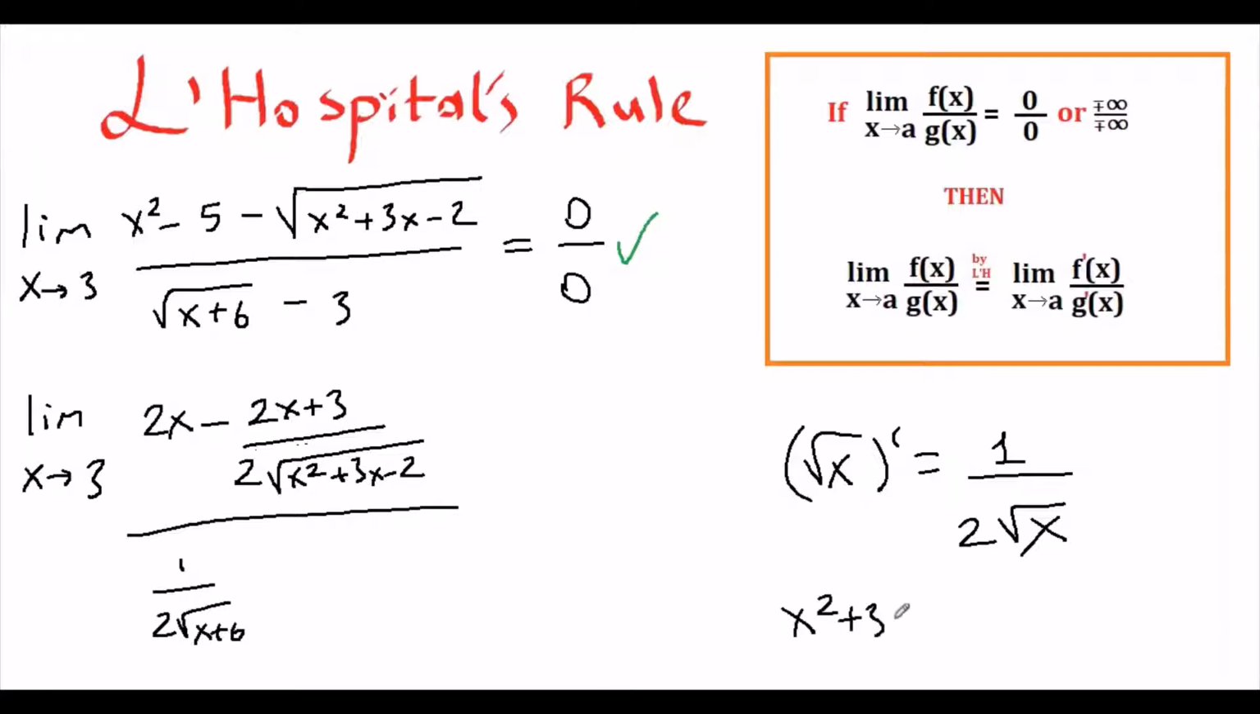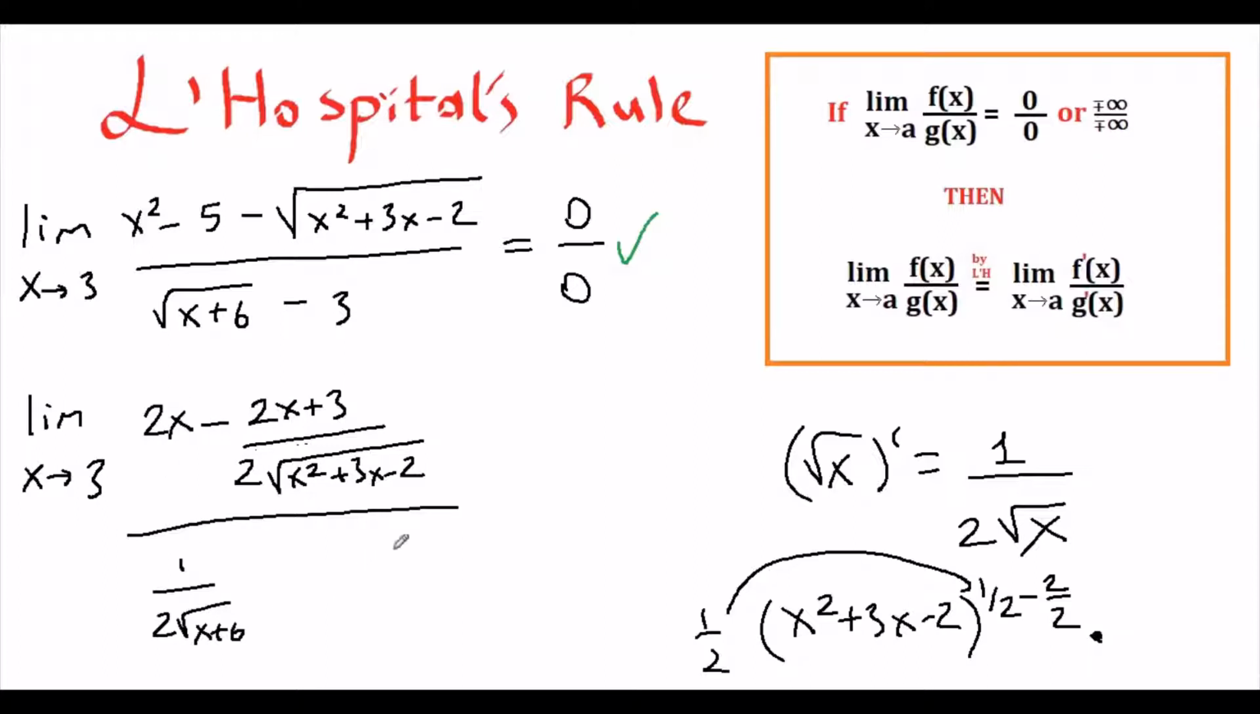x squared plus 3x minus 2 can be expressed to the power of 1 half. So you can apply the power rule and chain rule. Take the power to the front, subtract 1 from the power, times the derivative of the inside. So you're going to obtain the same expression here.